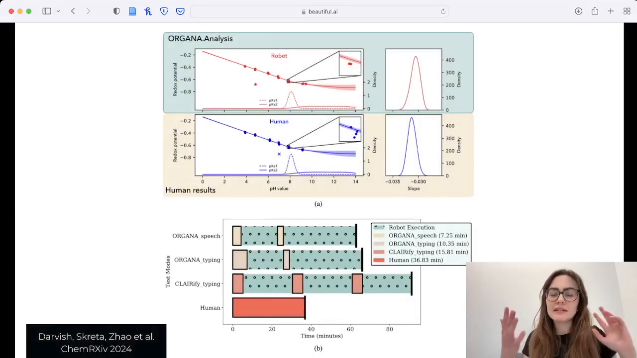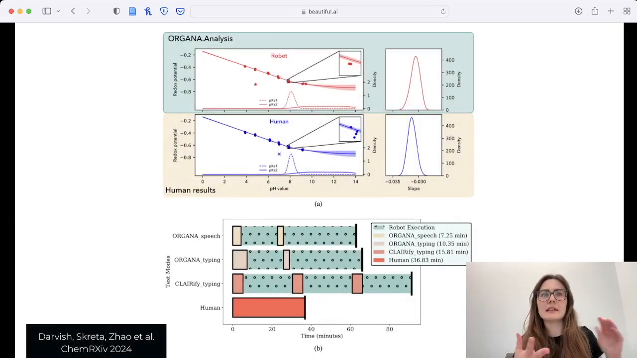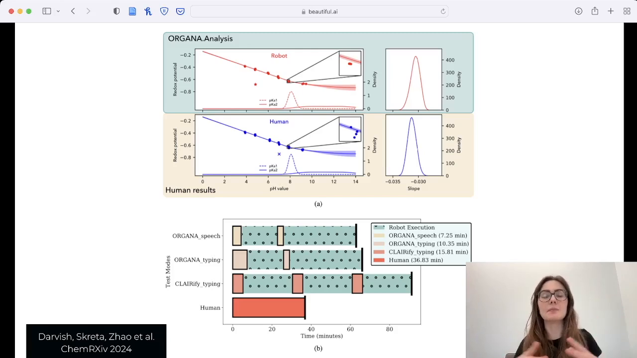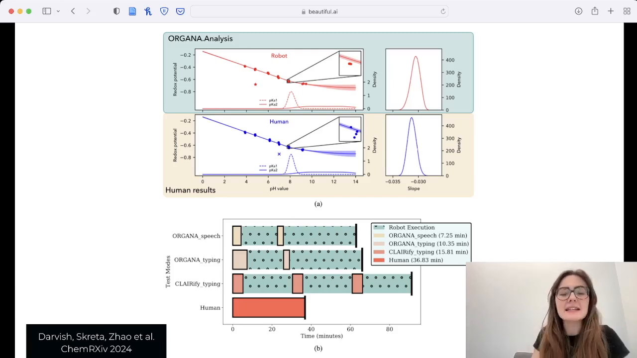We tested ORGANA doing this electrochemistry experiment and compared it to a human doing that same experiment. We found that the results were pretty comparable, that both sets of experiments resulted in the same characterization of the molecules. We also tested the time that it took for each to perform the experiment. Down here at the bottom, we have how long it took the human to perform the experiment, and in the upper bars, we have ORGANA.